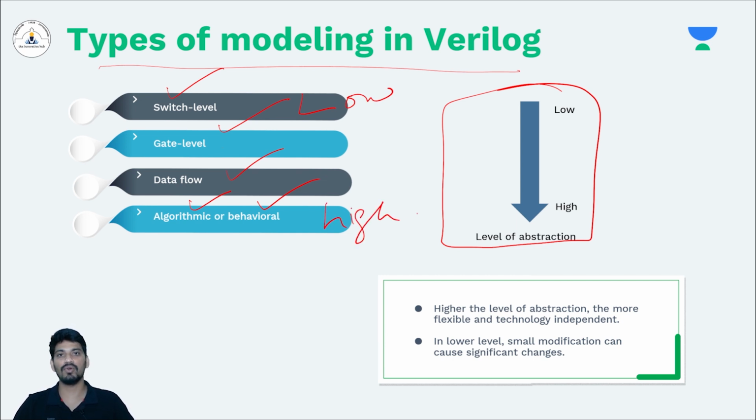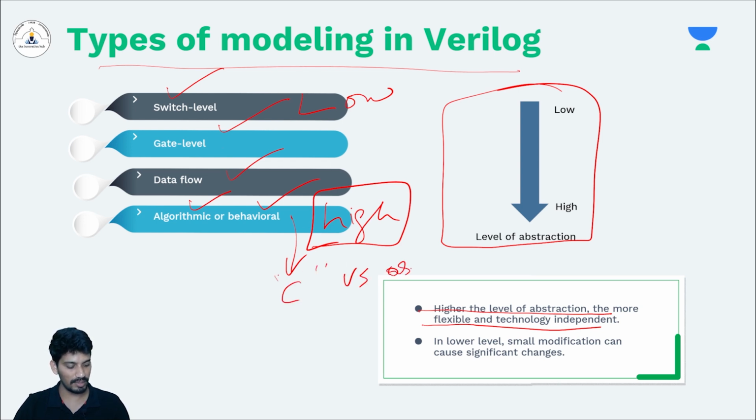What do you mean by highest and lowest level of abstraction? In highest level of abstraction, there is more flexibility and technology independence. That means the code that you have written is technology independent and it can be easily portable to different devices. You can take an example of C versus assembly language, right? The assembly language is more device dependent or processor dependent. The code that you have written will only work on that particular processor.